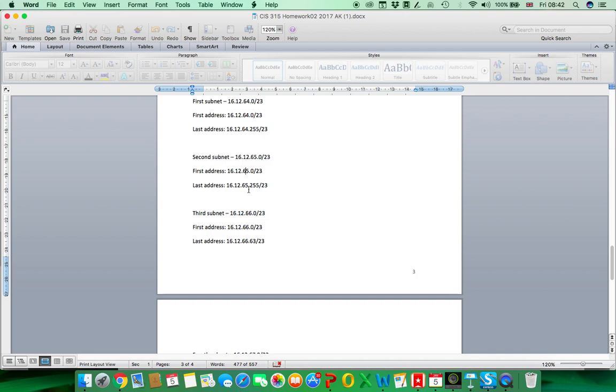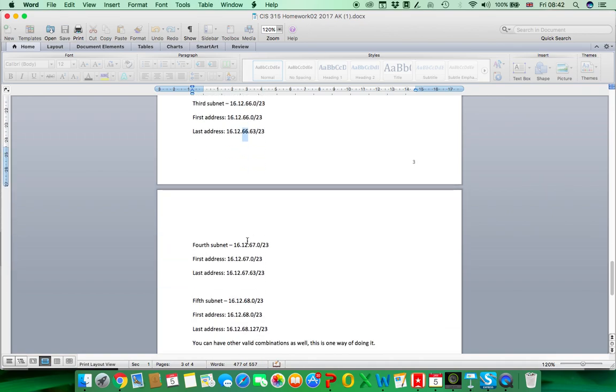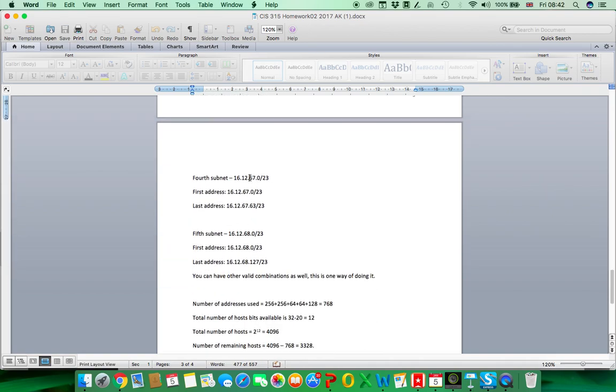Keep that in mind. Many of you did not change this. Okay, you continued using this. You cannot use this anymore because you've already used up all the addresses in these two subnets. So you can't use 64 and 65 any longer. You have to move on to the next subnets. Okay, so you're having in here 0 to 63 in the subnet 66. Then for the fourth subnet, I've changed it to 67.